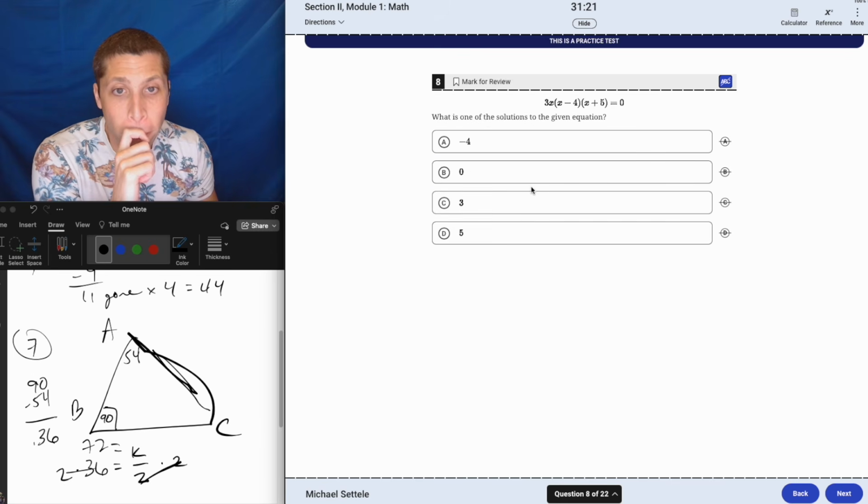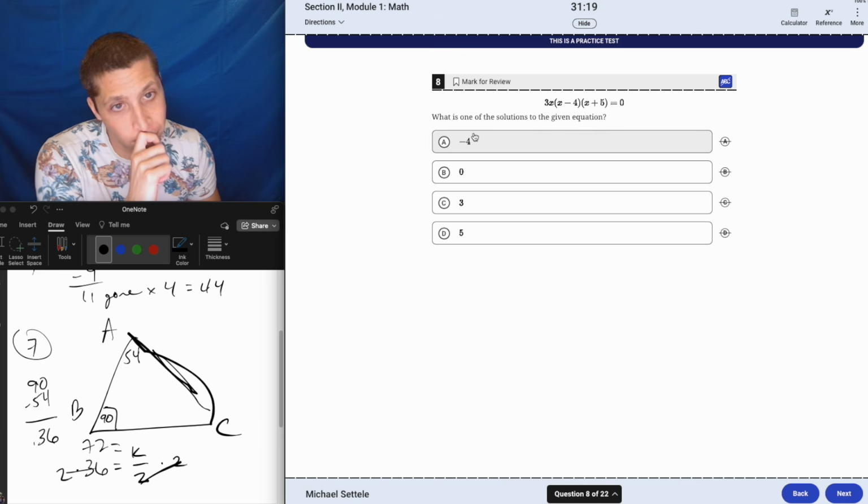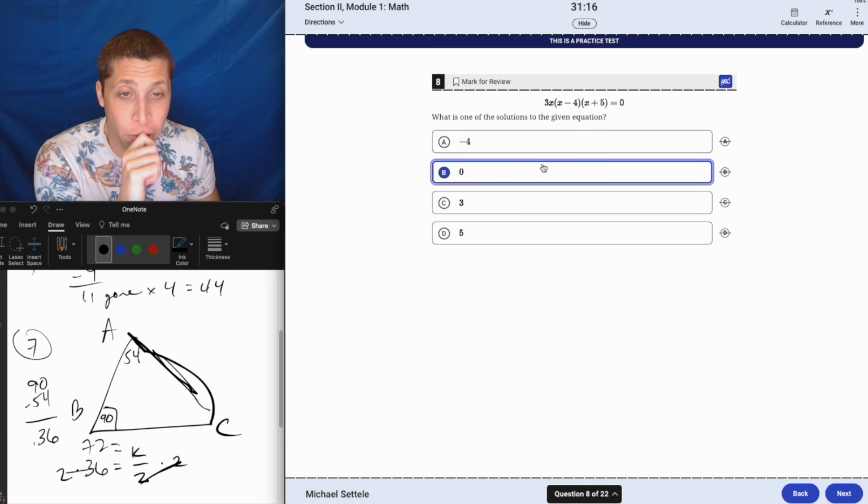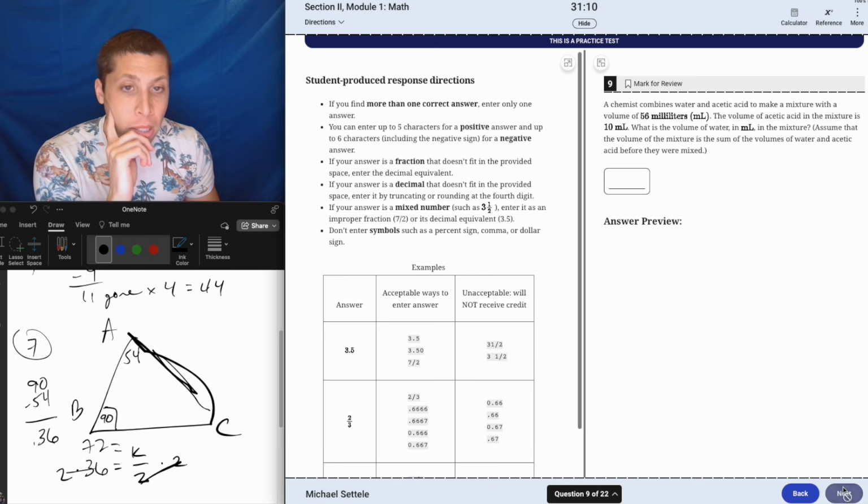Okay. What is one of the solutions? 0 is a solution. 4 is a solution. And negative 5 is a solution. So there you go. I could easily check this in Desmos as well.